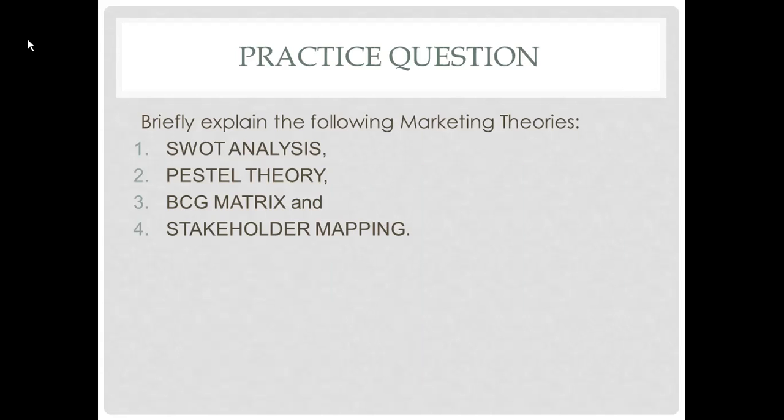Okay, now let's look at a practice question whereby you are going to explain briefly the following marketing theories. These theories basically are related to the 7 P's or the 7 P's of marketing mix. So that is SWOT analysis, PESTEL theory, BCG matrix, and stakeholder mapping. These theories are related to the 7 P's of financial marketing. So we have to briefly explain these theories.